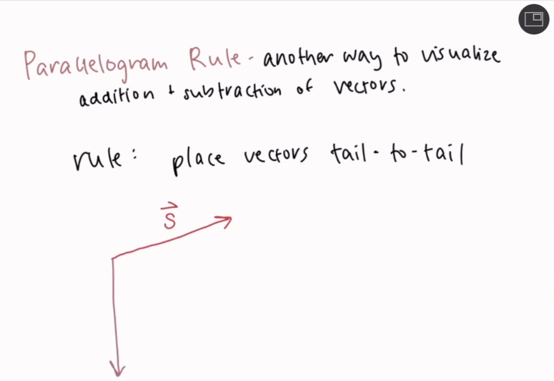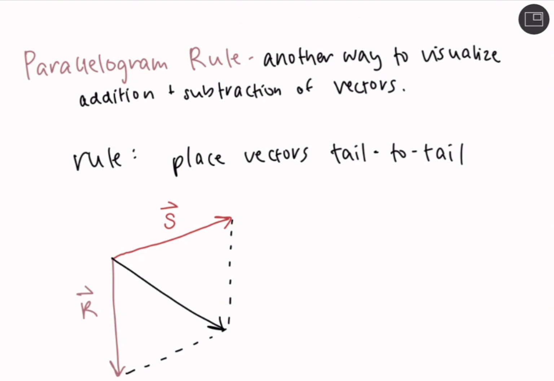Let's say I have vector r and vector s. And now let's draw a parallelogram, or finish the parallelogram. Now, if you were to start a vector at the tails of vector r and s and draw it diagonally to the parallelogram, you would get the resultant of vector r and s. And this makes sense in two ways.